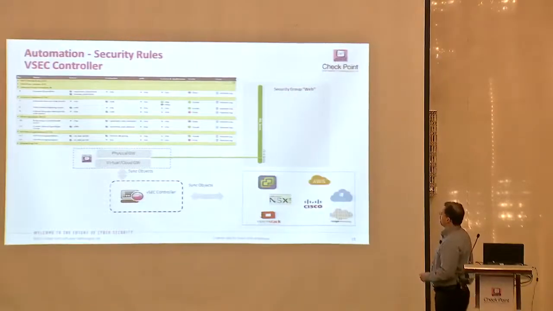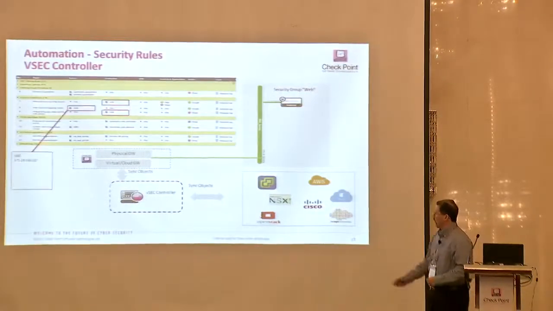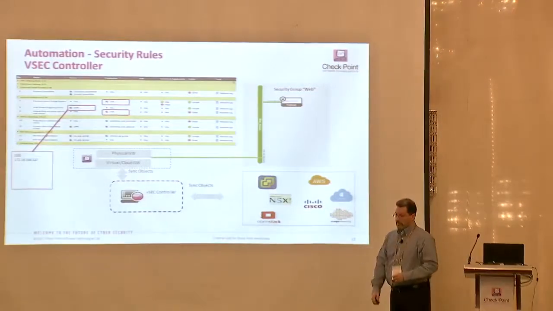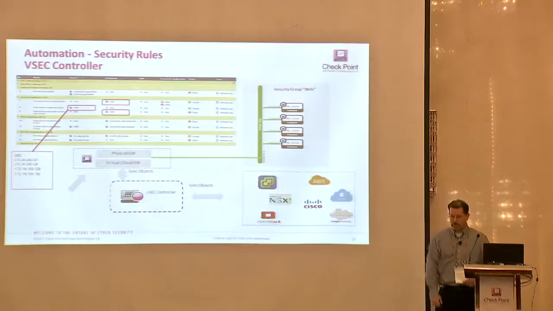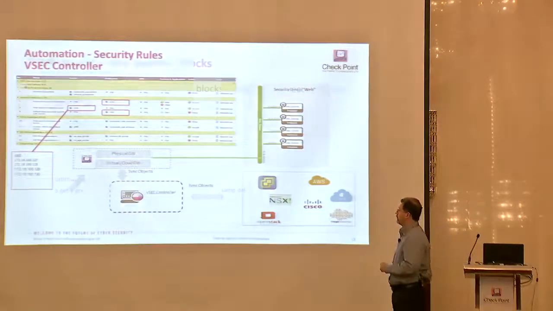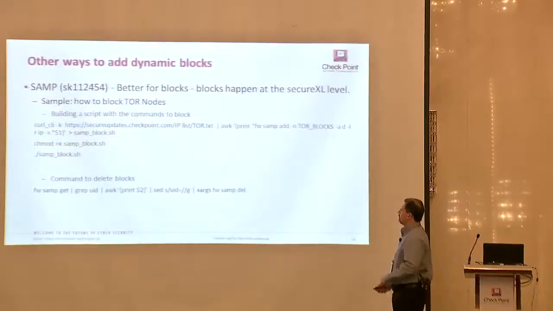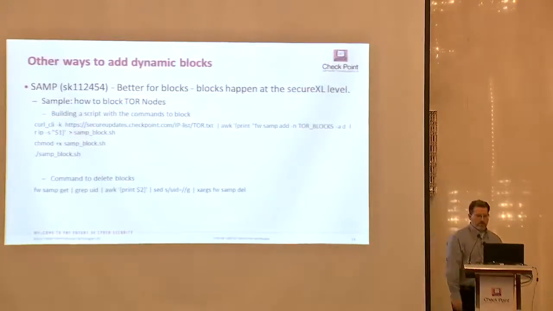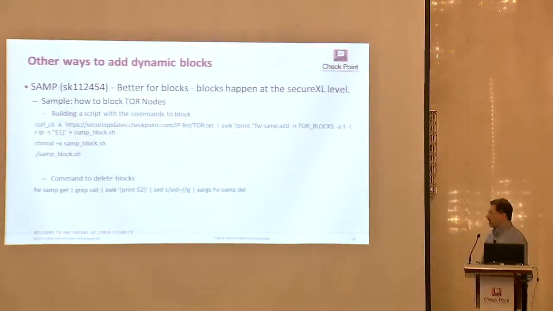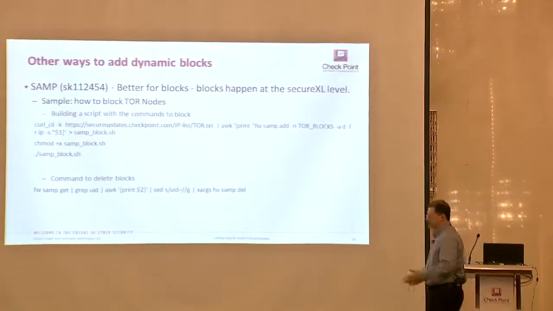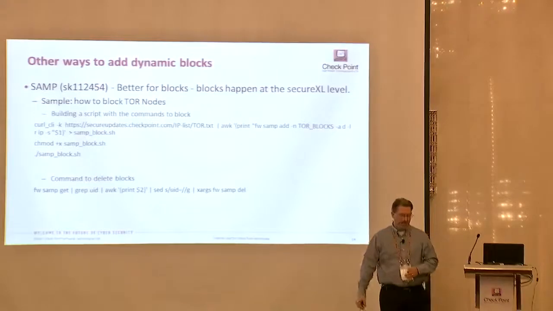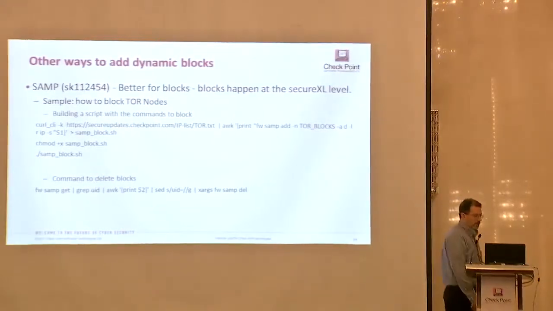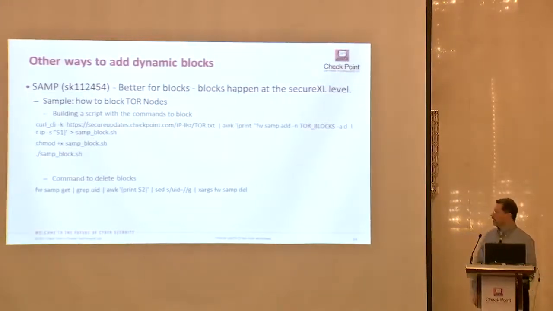This is the vSec controller. Again, if I have one device, I have one IP in my Rulebase. If I scale up and I had 4, I would have 4 IPs that are in that list. Exactly the same thing I just showed in the live demo. Some other things we can do, dynamic block lists. There's an SK for this if you want to do some Tor node blocking. There's some other scripts as well that are available. But again, this is a very simple thing that if you want to block those types of things, you can do that on the gateway itself to bring those in.